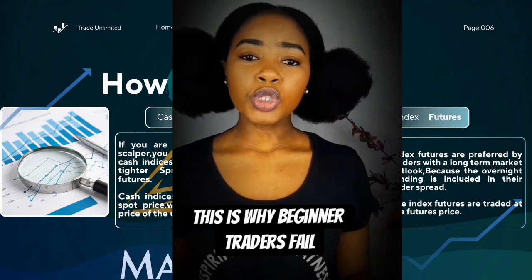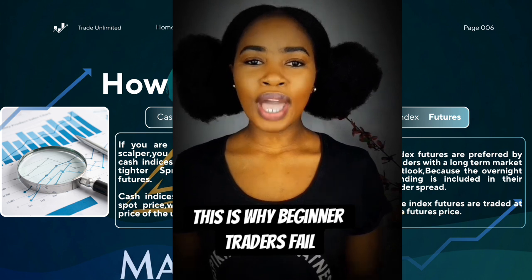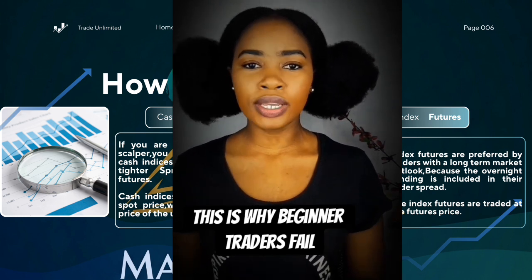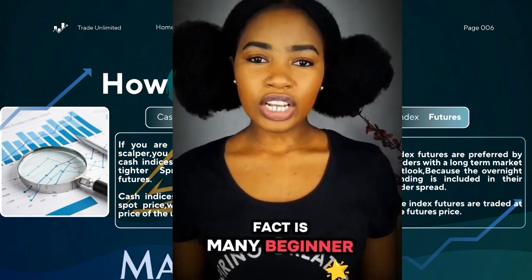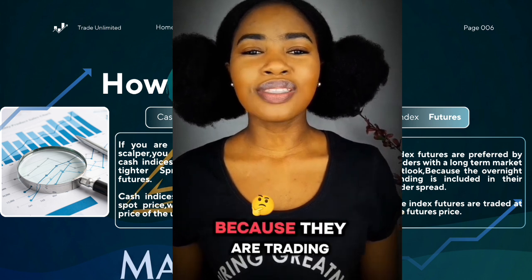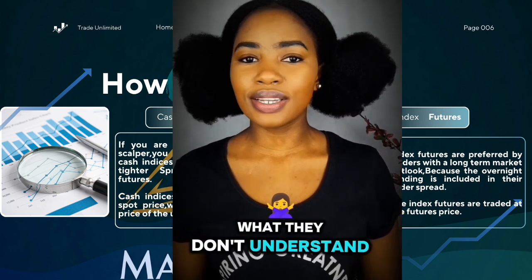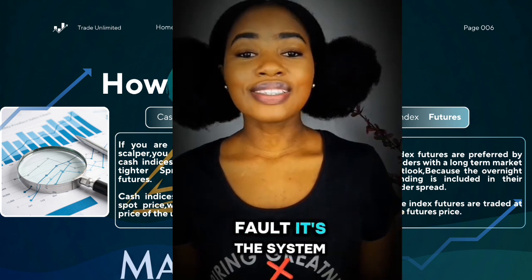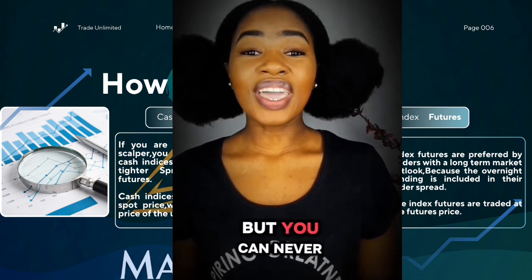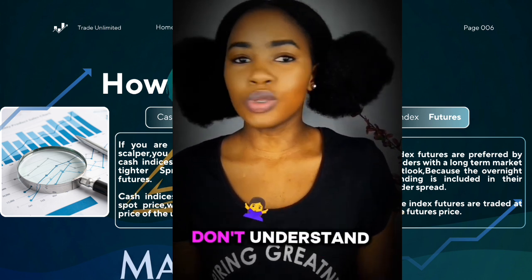This is your absolute blueprint and guide to become a consistently profitable trader. Fact is, many beginner traders fail in trading because they are trading what they don't understand. And it's not their fault, it's the system. But you can never win trading what you don't understand.